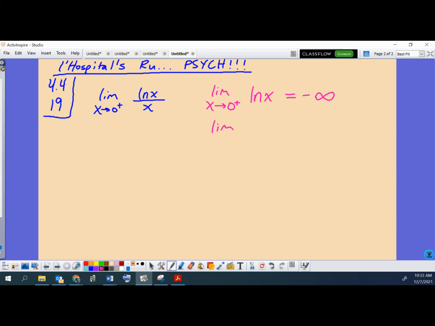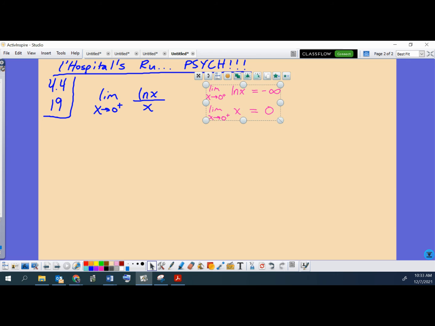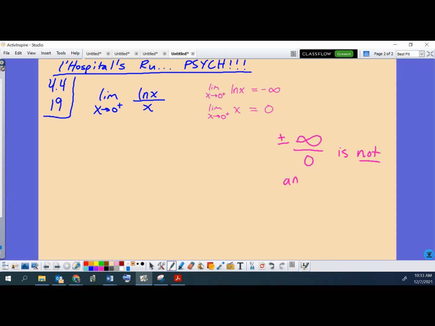So to do that, we just need to plug the bottom in too. The limit as x approaches 0 from the right of x. And when you do plug 0 in for that, well, you just get 0. And hey, that's not plus or minus infinity over plus or minus infinity. And it's not 0 over 0. This is minus infinity over 0, which is not one of the indeterminate forms listed for being able to use L'Hopital's rule. But more than that, it's not actually an indeterminate form. Infinity over 0, or plus or minus, whatever, is not an indeterminate form.